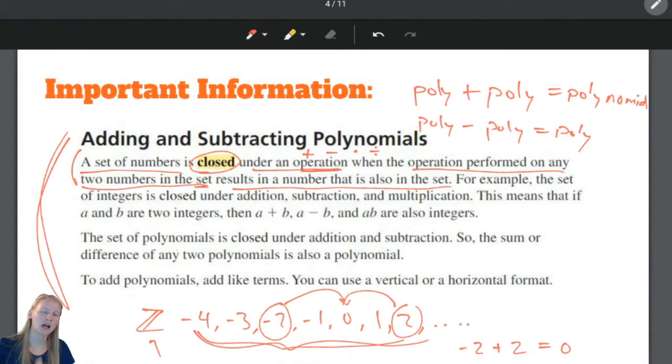Something to think about. I'm not going to tell you just yet. I want you to think about it. Maybe try it for yourself. If you multiply two polynomials together, will you still get a polynomial? If you divide one polynomial by another, will you still get a polynomial?